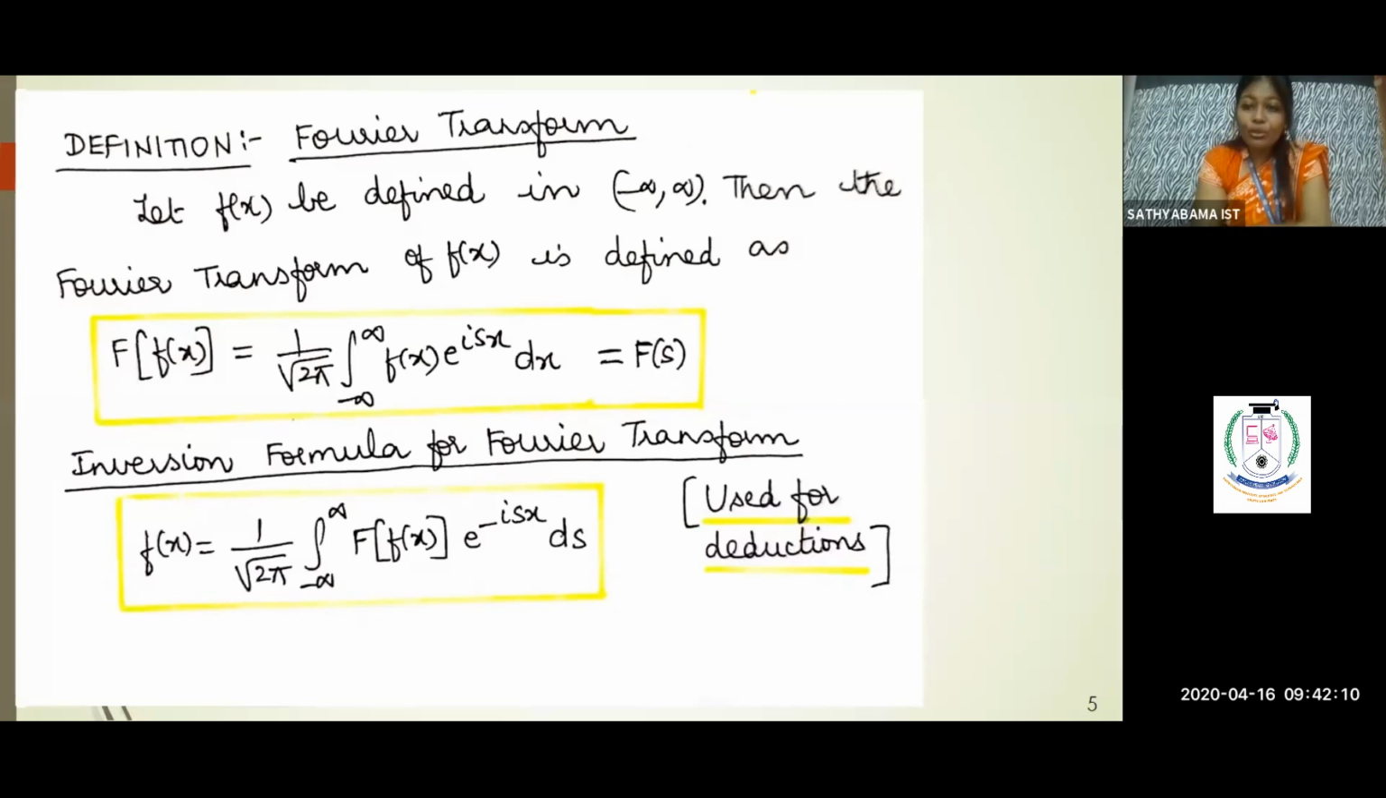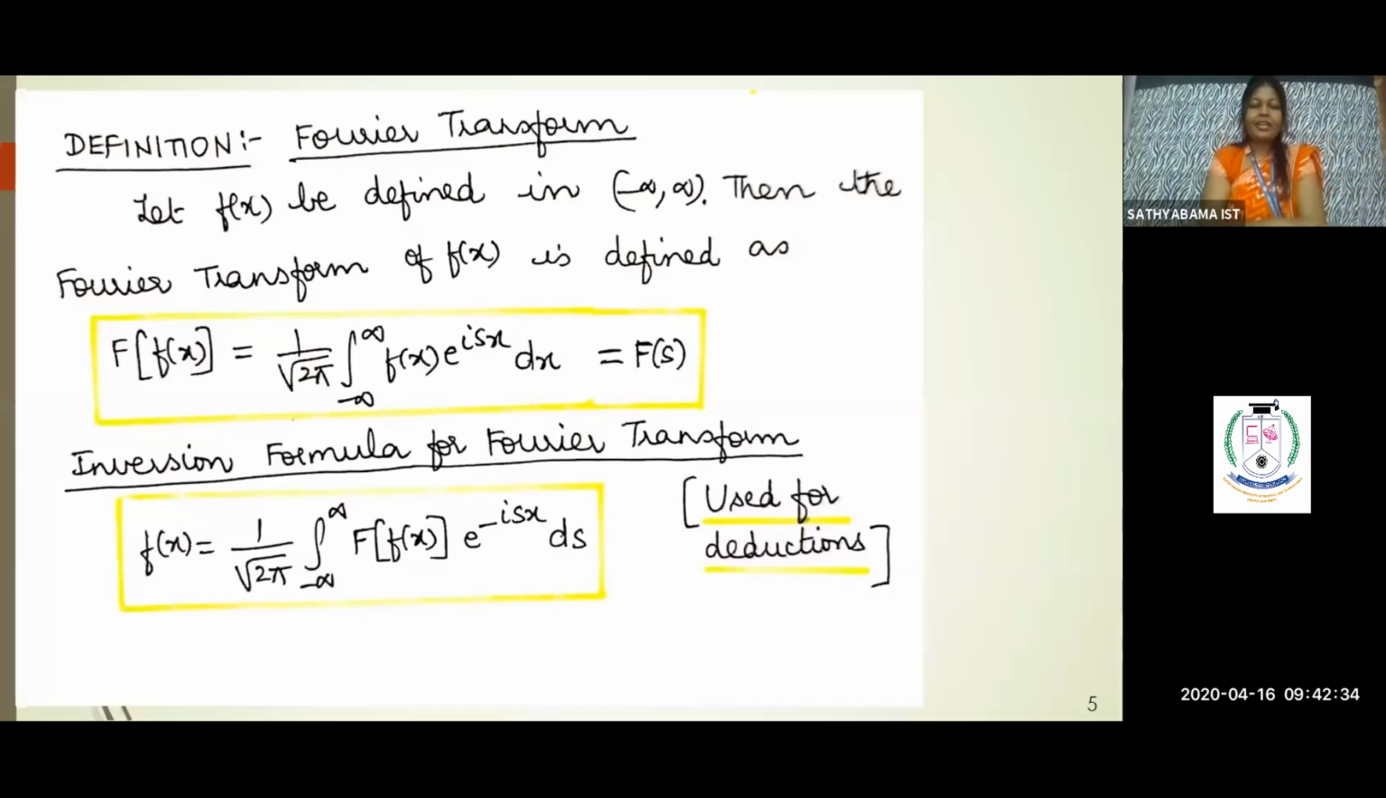It is 1 by root of 2 pi times the integral from minus infinity to plus infinity of f of x into e power i s x dx. This definition, you have to remember it by heart. Take it as a formula. It's the definition. Now, how is this written? This is the same as F of s. I already told you. Remember, Fourier transform of f of x is the same as F of s.